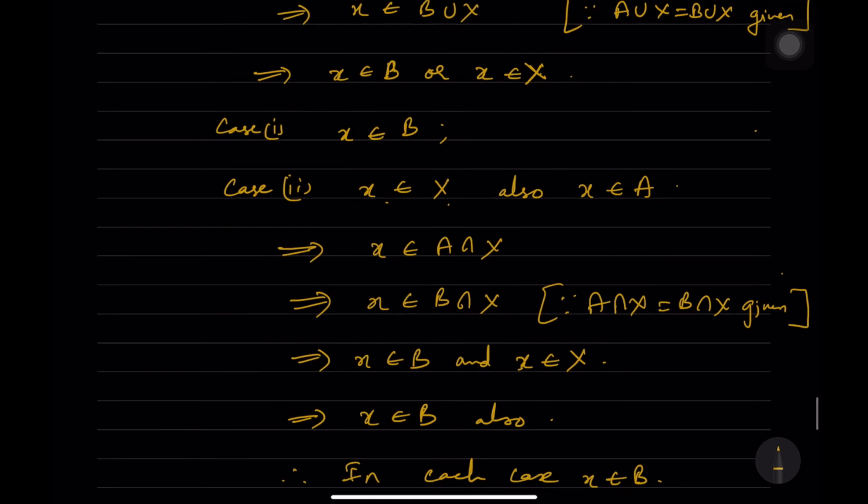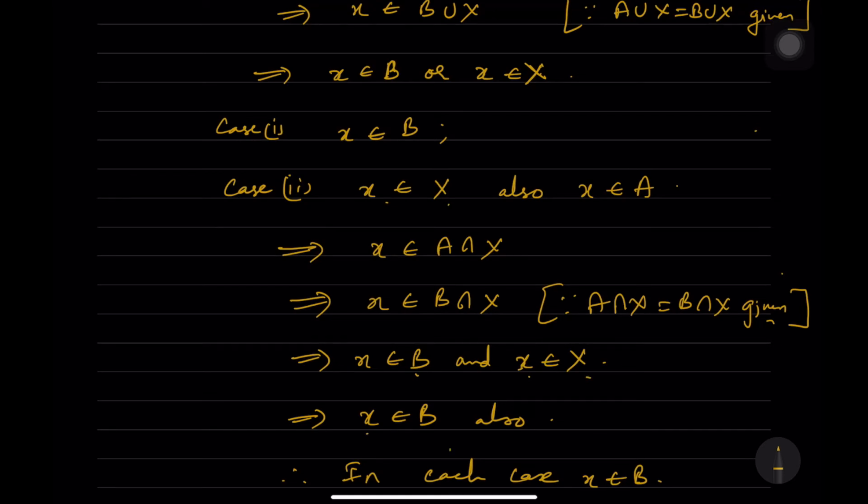So which implies that X belongs to A intersection X, because X is belonging to X, X will definitely be in A, means both of them intersection also it will be there. So which implies that X will belong to B intersection X, because A intersection X is equal to B intersection X. It's given to us. So X will belong to B, and X will also belong to capital X. So which implies that X belongs to B also.